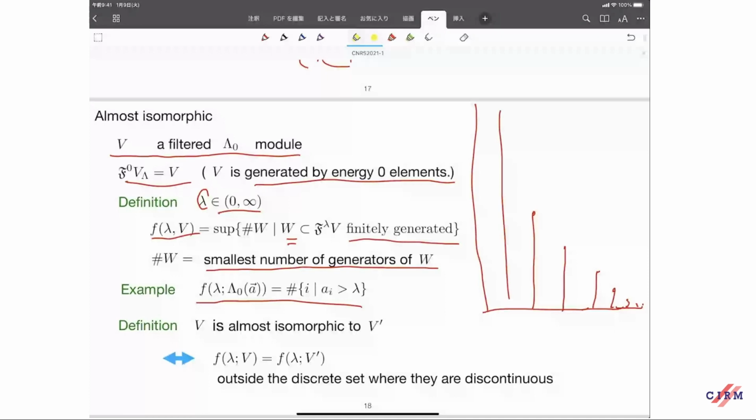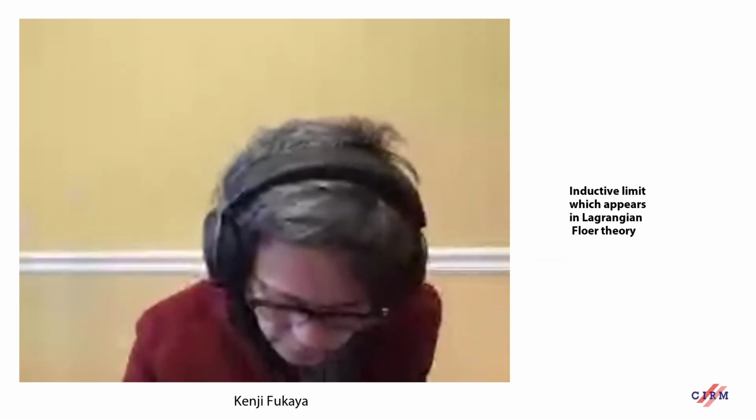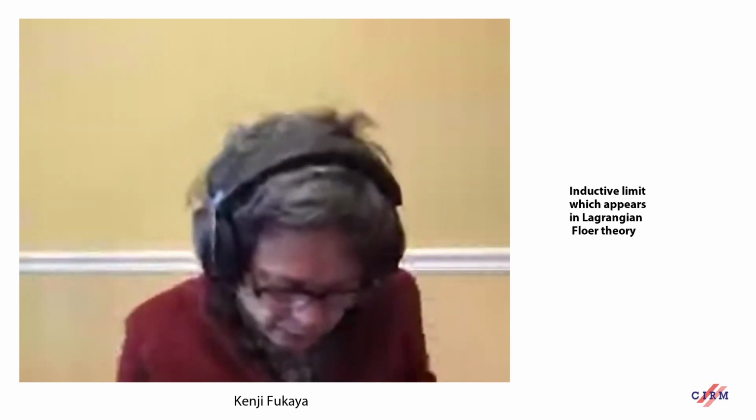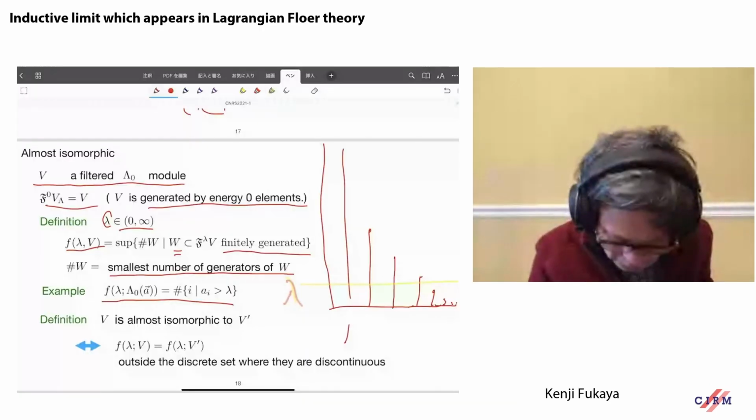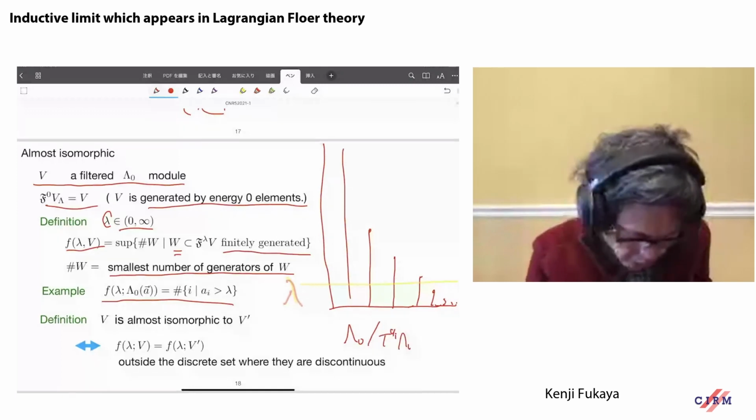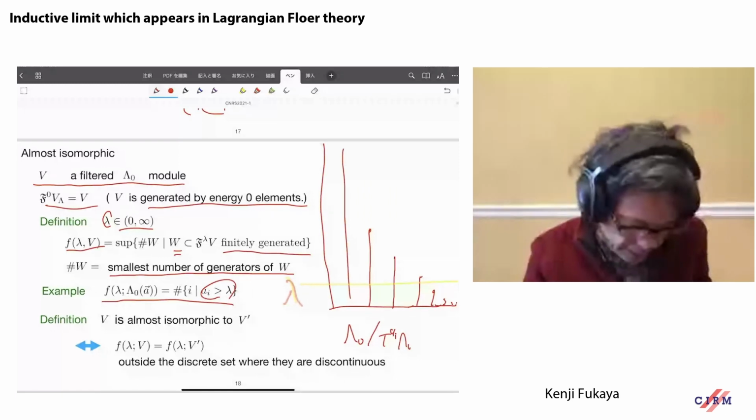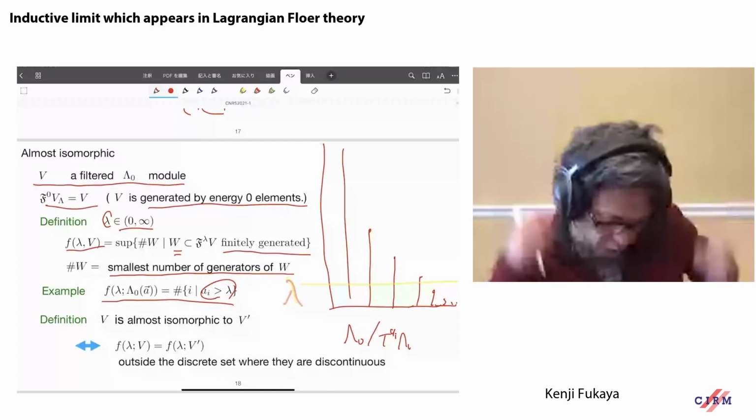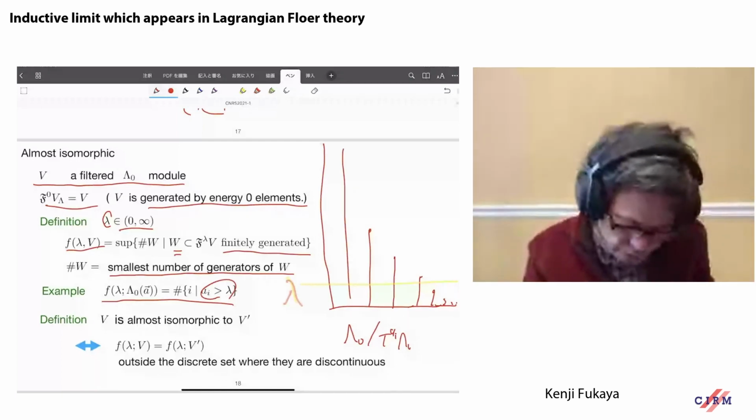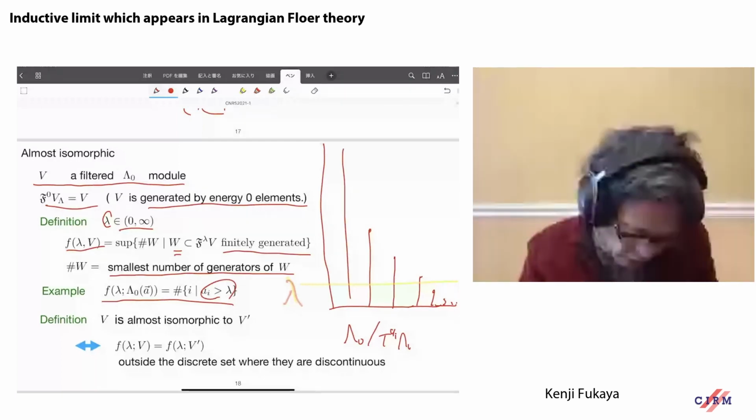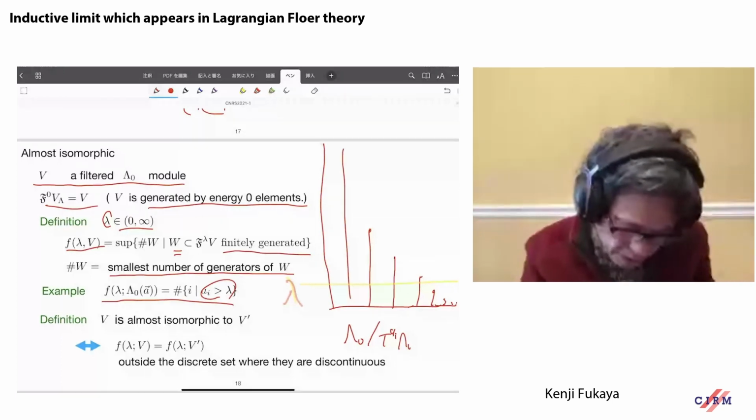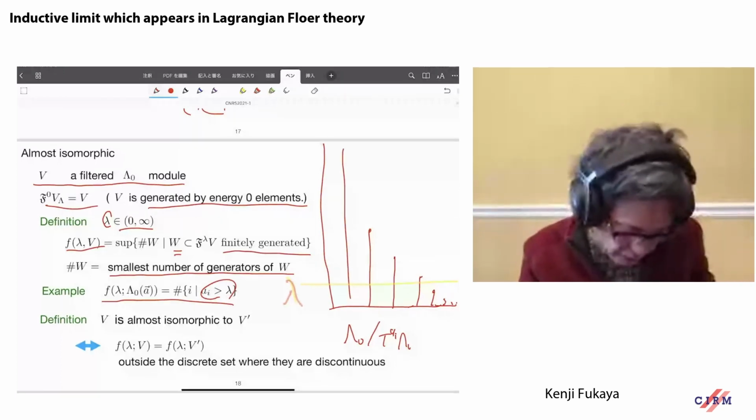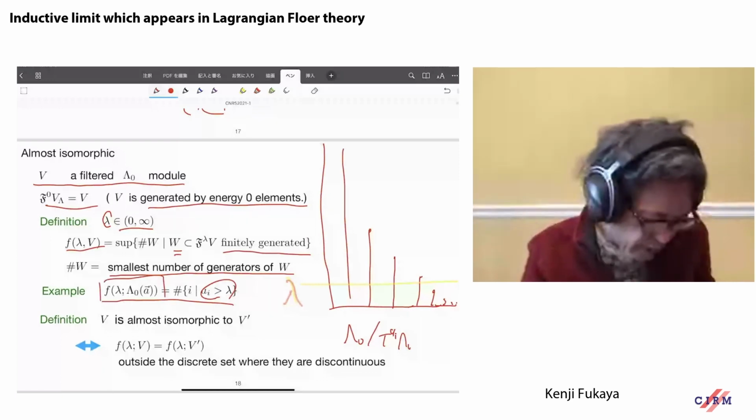Then we consider this lambda. Then we count all this component, something like lambda 0 divided by t to the power of a_i lambda 0, which is above this lambda. Then the sum of that kind of thing is this spectral dimension. So this is a kind of non-decreasing function, and when lambda goes to 0, this typically diverges to infinity, and so this is a kind of spectral dimension.